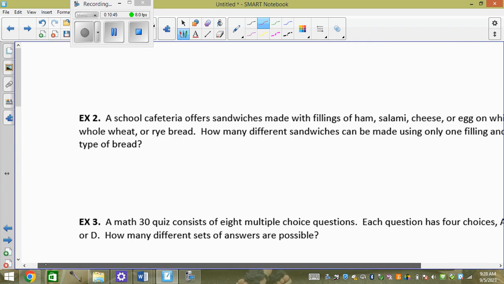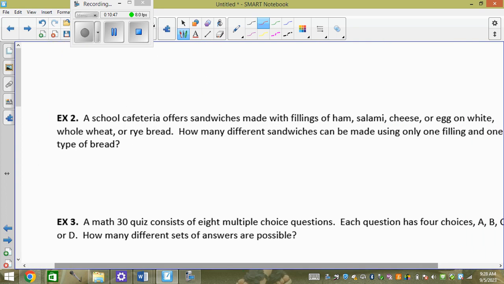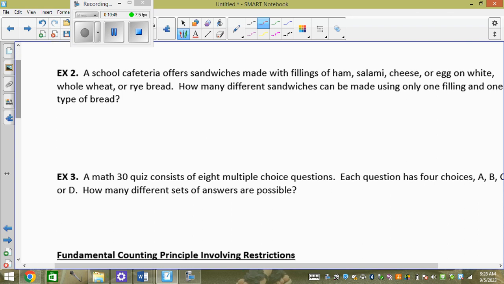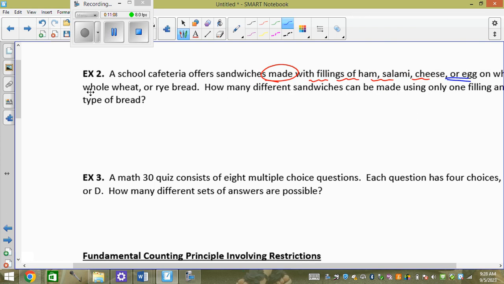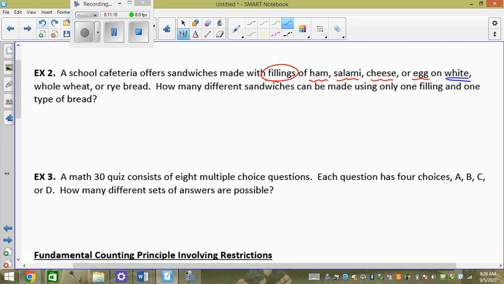Okay, so here I have a school cafeteria offers sandwiches made with fillings. So we have fillings of ham, salami, cheese, egg, on white, whole wheat, or rye bread.